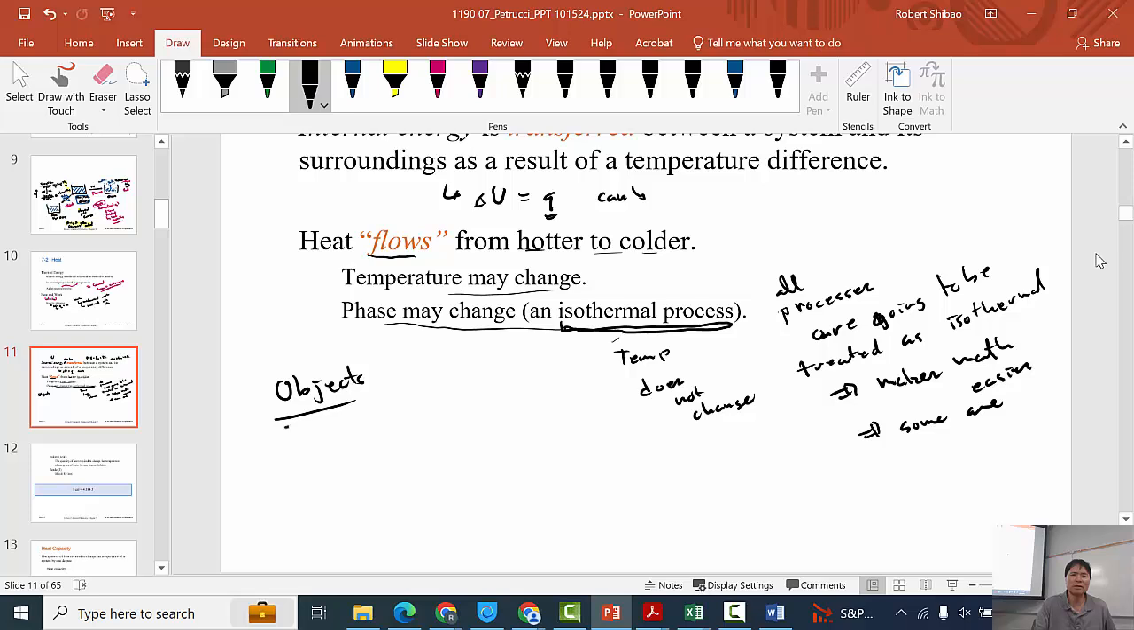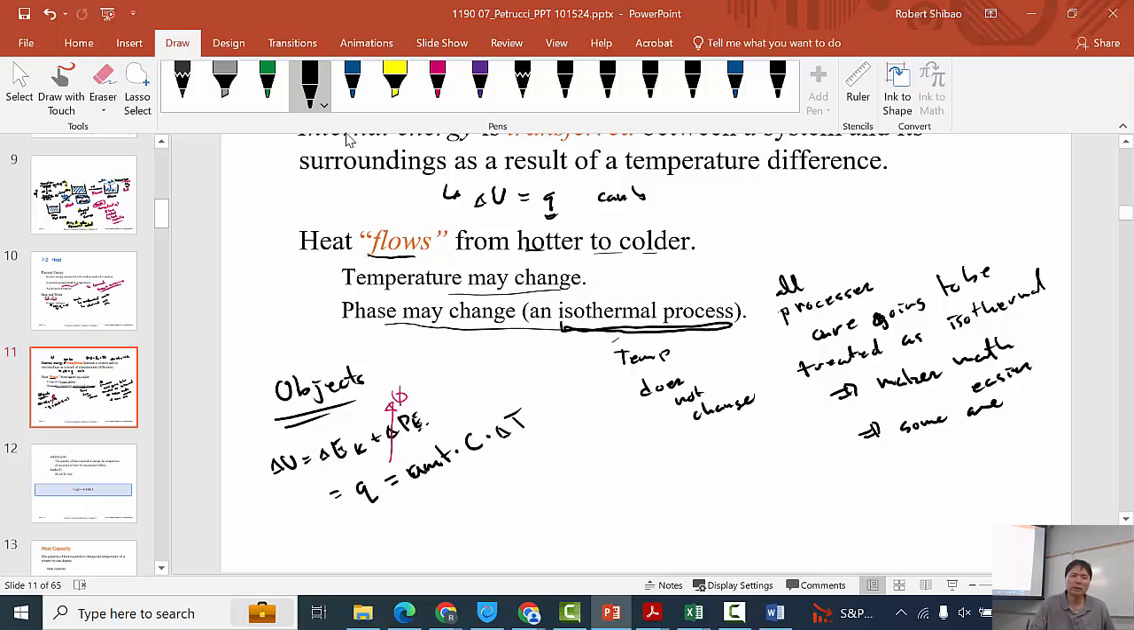For objects, delta U is equal to delta E K, which is kinetic energy, plus delta PE, which is potential energy. For objects, we don't change the potential energy. That is, the delta PE is 0. So the only change is in kinetic energy here. That change in kinetic energy is going to be manifested in the form of heat, Q. The relationship between heat and temperature is given by this equation: Q is equal to the amount times C times delta T.